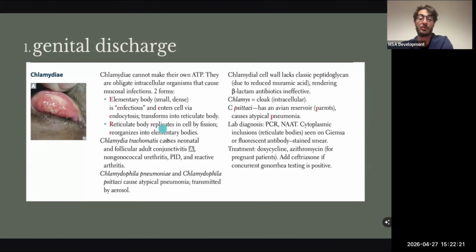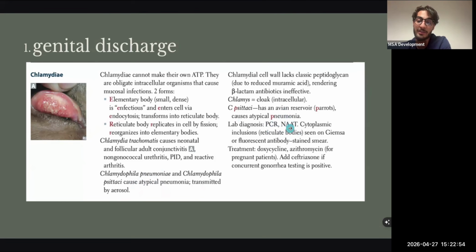All right, so what can it cause? It can cause neonatal and follicular adult conjunctivitis. So it's another cause of the neonatal conjunctivitis that we spoke about before, NGU, PID, and reactive arthritis. It is more common than gonorrhea with PID. So PID is more commonly caused by chlamydia than gonorrhea, although both can cause it. Some strains of chlamydia can also cause atypical pneumonia, but that's not what we care about right now. How do you diagnose it?